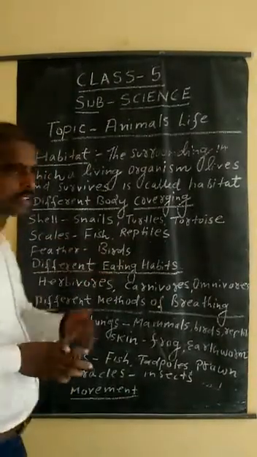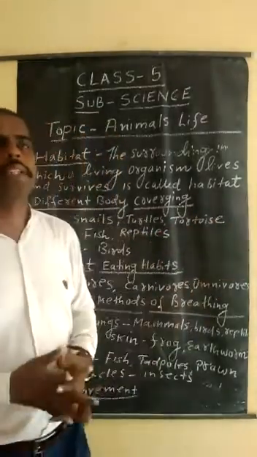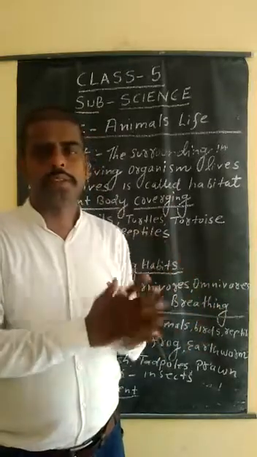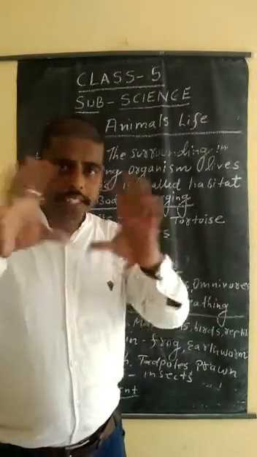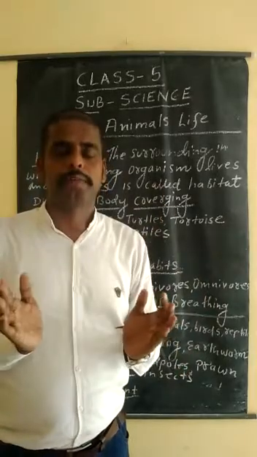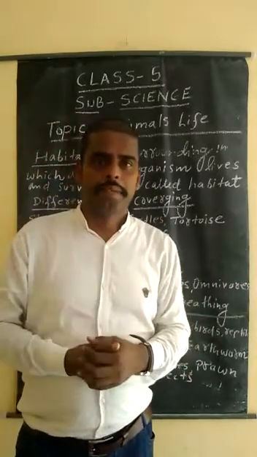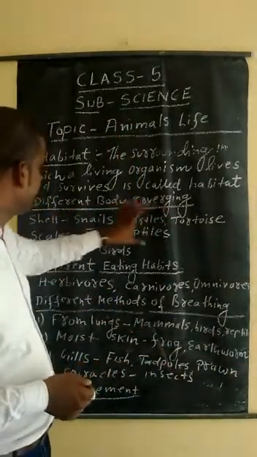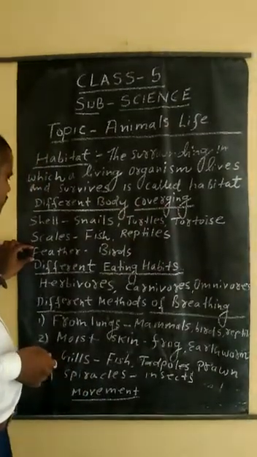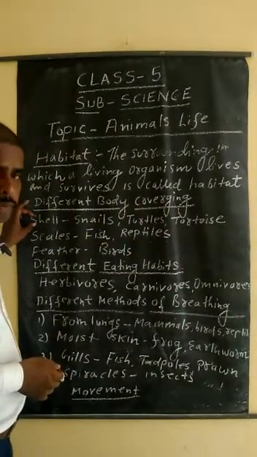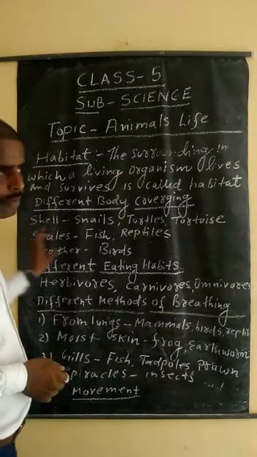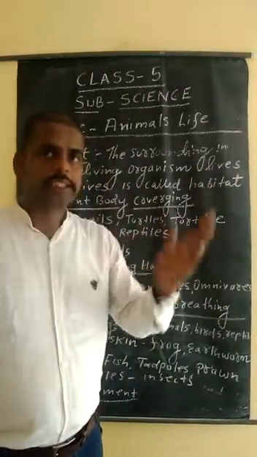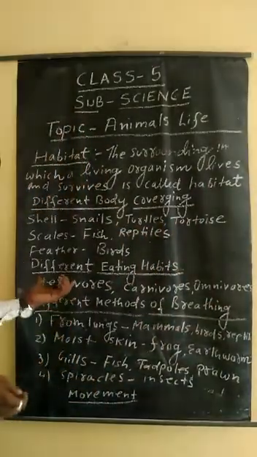Third one is feathers. You know birds. You see birds of different kinds. They have feathers, which are very light. They protect them from heat, coldness, and harsh climates, wet and rainy seasons. That's why these different body coverings, shells, scales, feathers, mainly protect the animals from their enemies and from harsh climates.